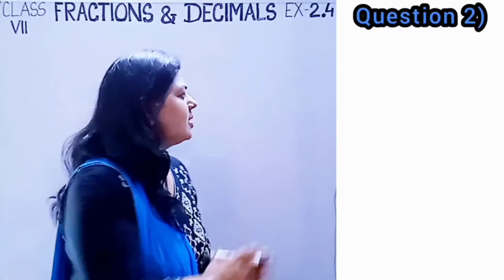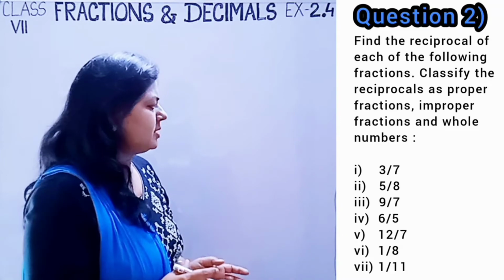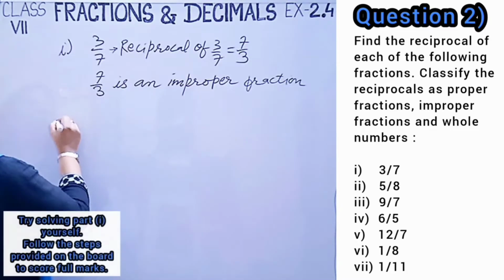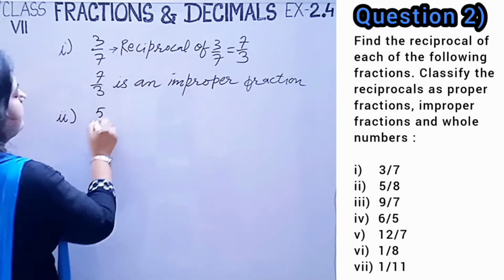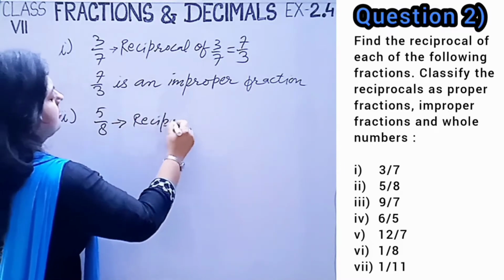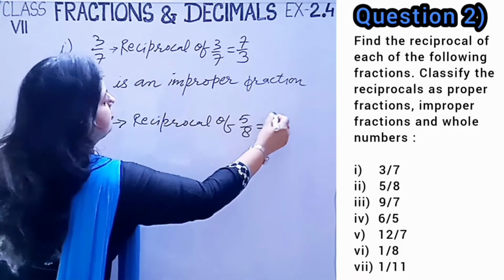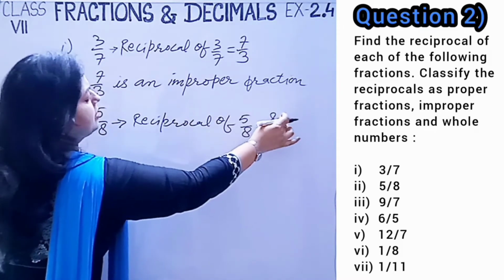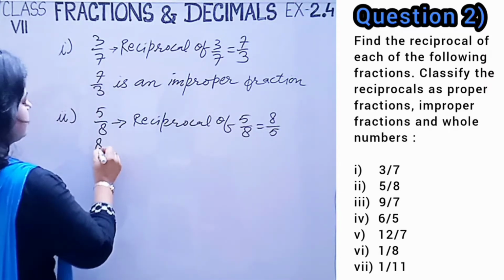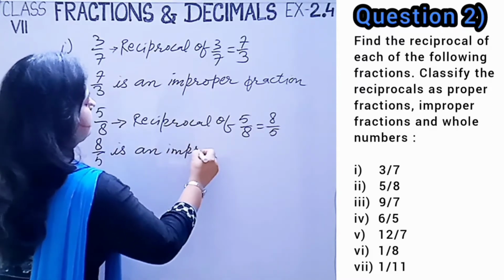Question number 2. Find the reciprocal of each of the following fractions. Classify the reciprocals as proper fractions, improper fractions and whole numbers. Second part. 5 upon 8. So reciprocal of 5 upon 8 is 8 upon 5. And here numerator is greater than denominator. So 8 upon 5 is an improper fraction.